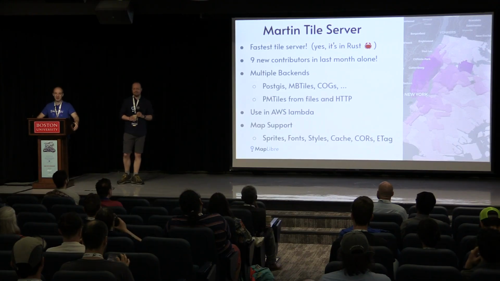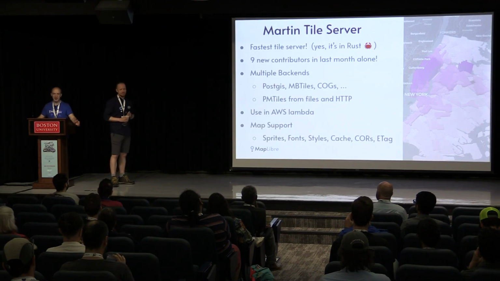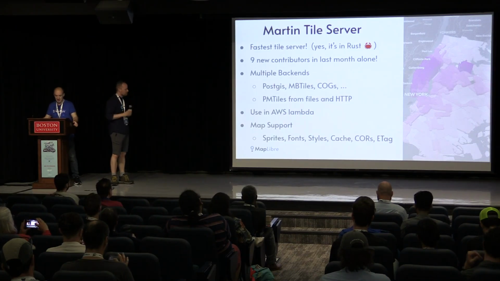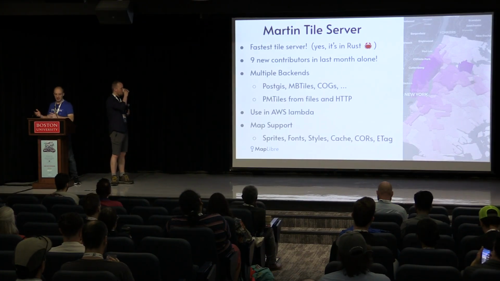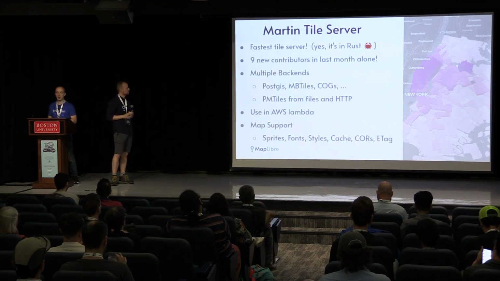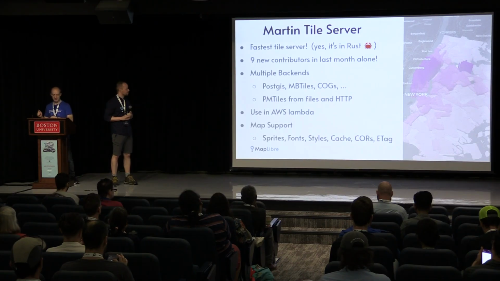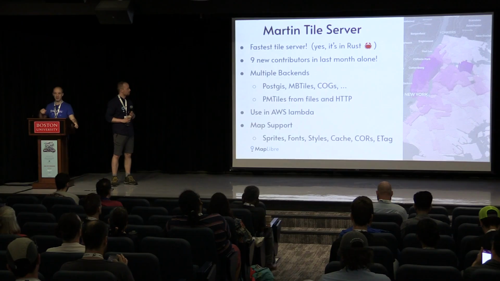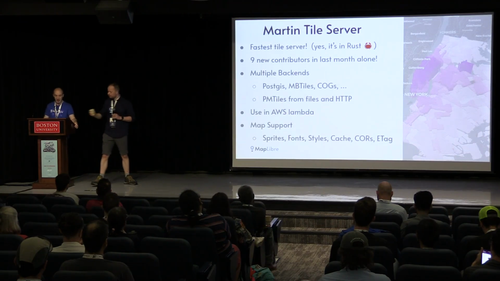And it's growing rapidly, so fast that actually in the last release cycle, which was only a month long, we gained 9 new code contributors whose code actually got merged and released. So the growth is quite stunning. Two words about Martin's capabilities. Well, it supports multiple backends. We can have multiple Postgreses, MB tiles, PM tiles, cloud-optimized geotiffs. PM tiles can go from file or from HTTP requests, and it actually even works as an AWS Lambda. So you can just put Martin in AWS Lambda for very efficient serving.